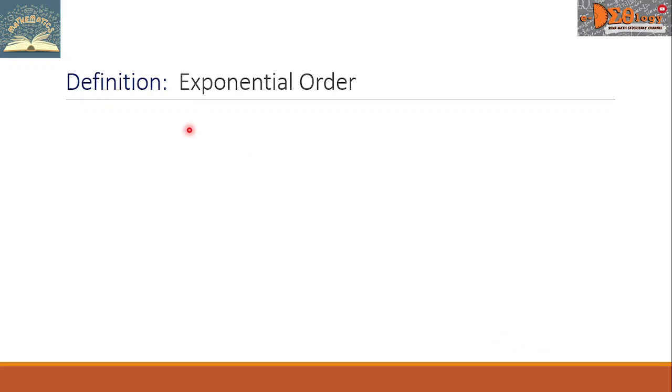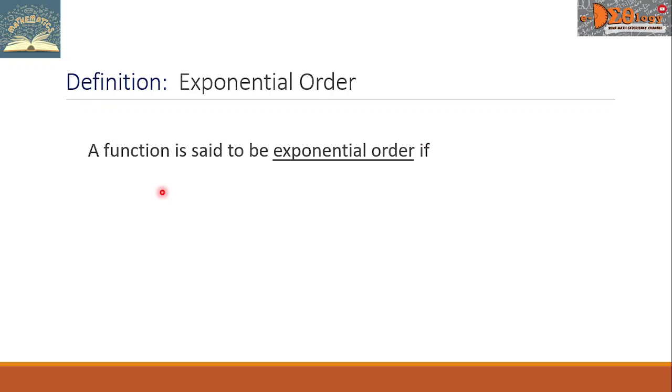Now let us define exponential order. A function is said to be of exponential order if the limit of e raised to the negative of the product st times f of t as t approaches infinity equals 0 or is finite.